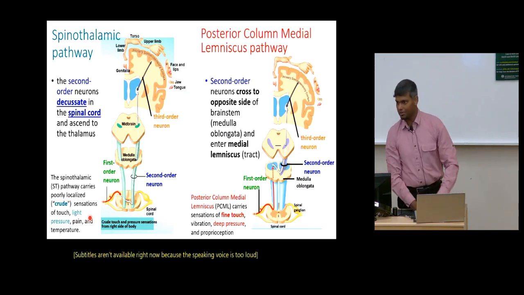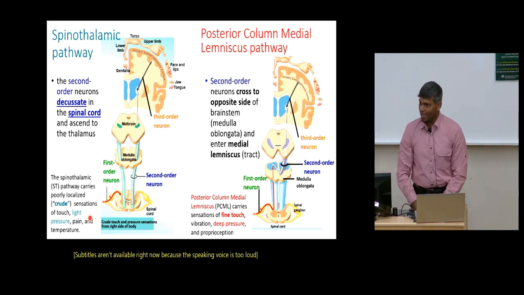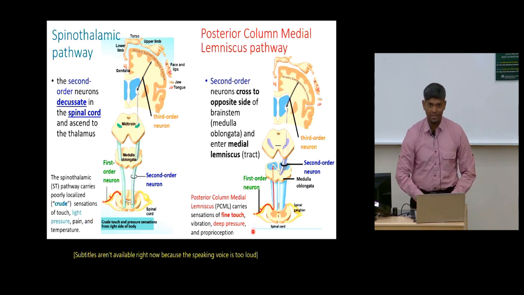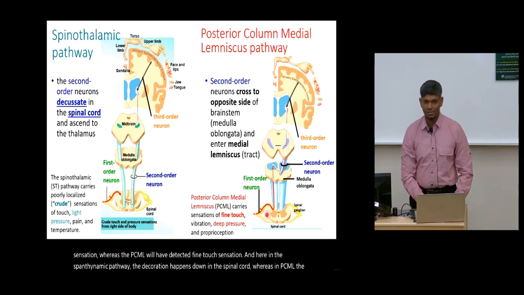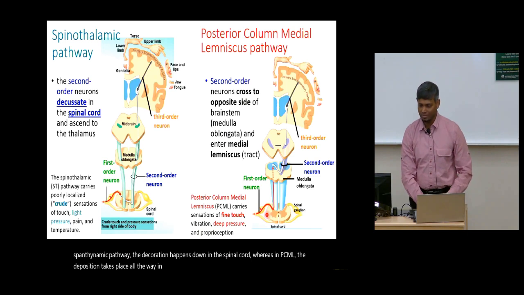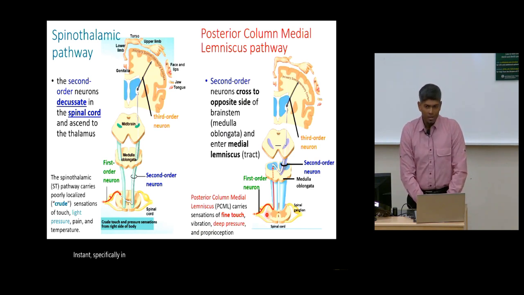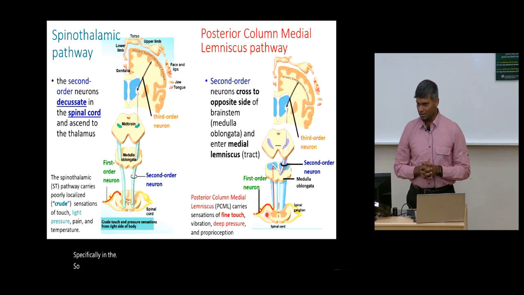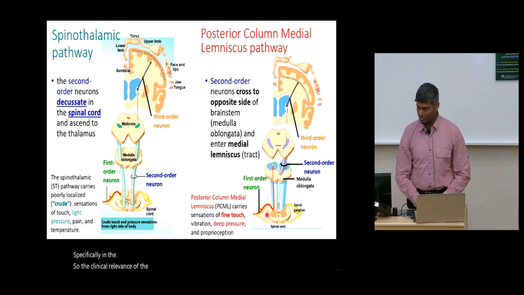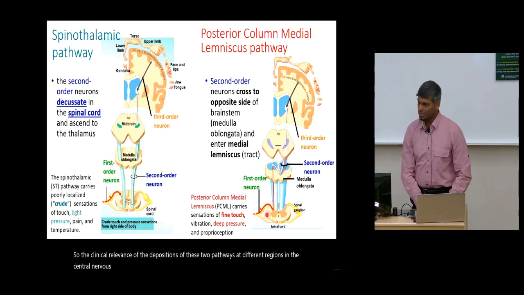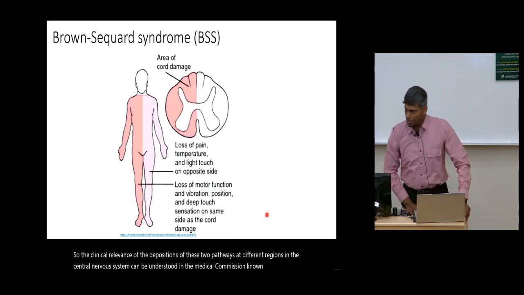So let me just tell you the differences between spinothalamic and the PCML pathway. The spinothalamic pathway will help to detect crude touch sensation, whereas the PCML will help detect fine touch sensation. And in the spinothalamic pathway, the decussation happens down in the spinal cord, whereas in PCML, the decussation takes place all the way in the brainstem, specifically in the medulla oblongata. So the clinical relevance of the decussations of these two pathways at different regions in the central nervous system can be understood in the medical condition known as Brown-Séquard syndrome.